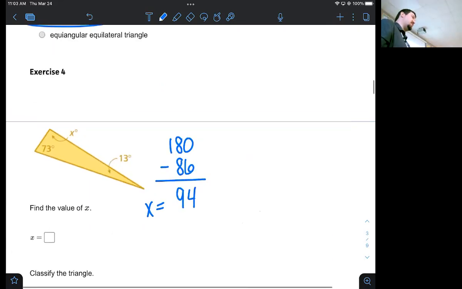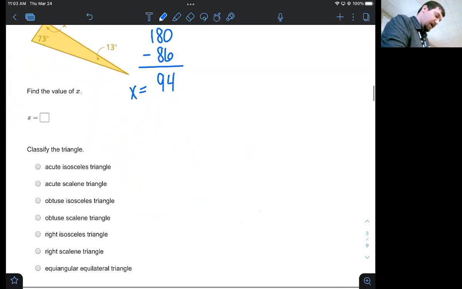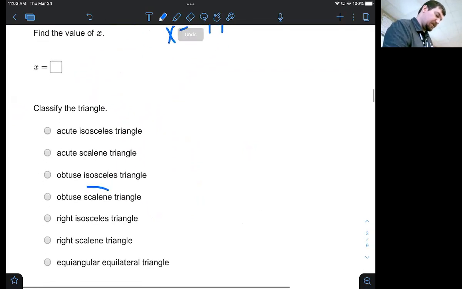And if we have an angle that's bigger than 90, what kind of triangle does that make this? Obtuse. Are any of the angles the same? No, so none of the sides will be the same. And if none of the sides are the same, scalene. So far, they've all been scalene, haven't they? So I'm looking for obtuse, scalene. Obtuse, scalene is one of the options.